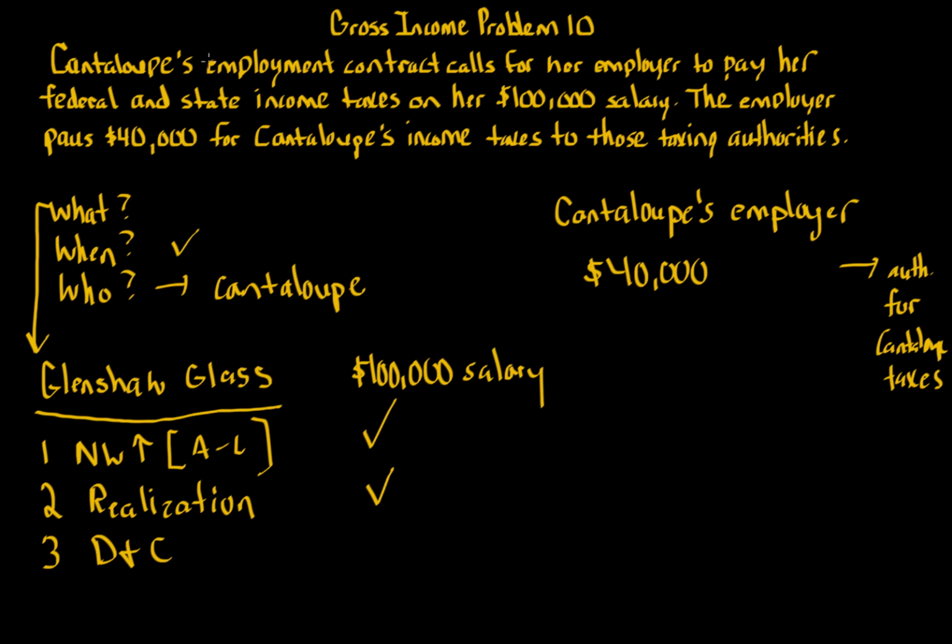Dominion and control: any strings attached to the $100,000 salary? No. So the $100,000 salary is included in Cantaloupe's gross income. Included in gross income, the salary.